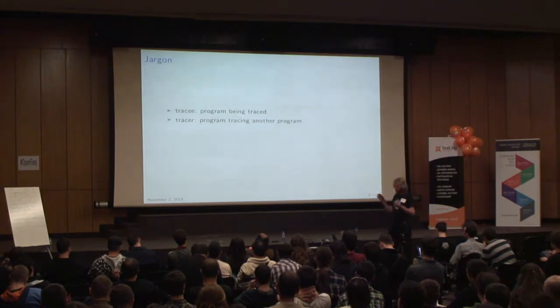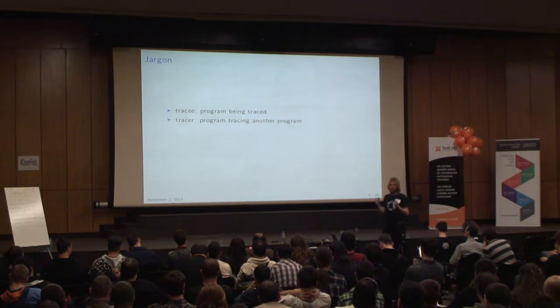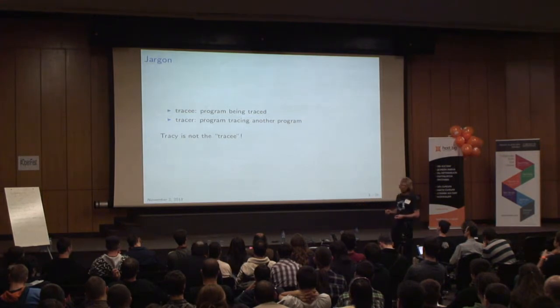Okay, so just terminology, a tracee is a program that is being traced, so a process that we are debugging. And a tracer is, for example, what Tracy is doing, it's tracing a process. So even though Tracy sounds the same as tracee, it is in fact not the tracee, it's a tracer.